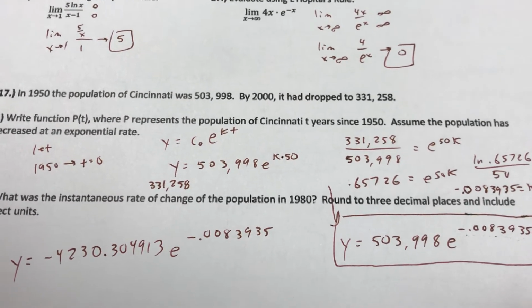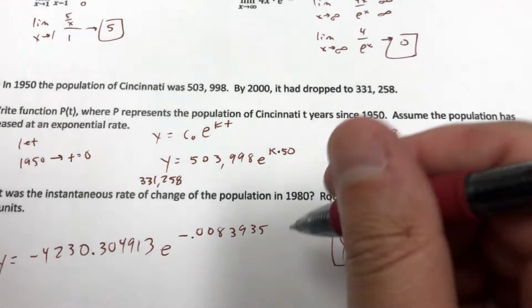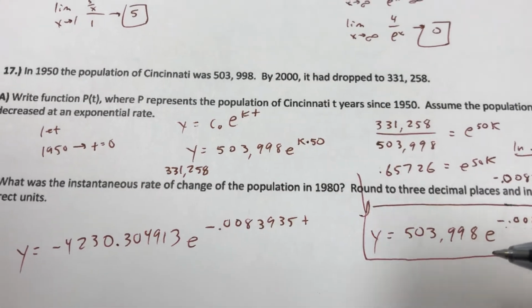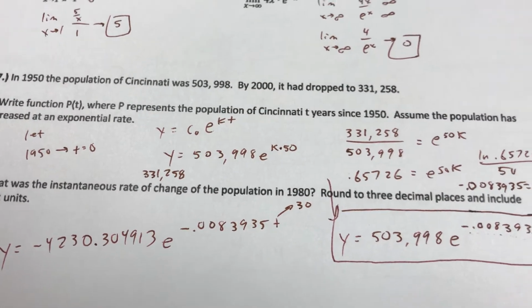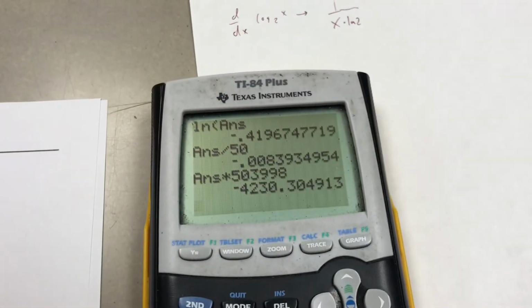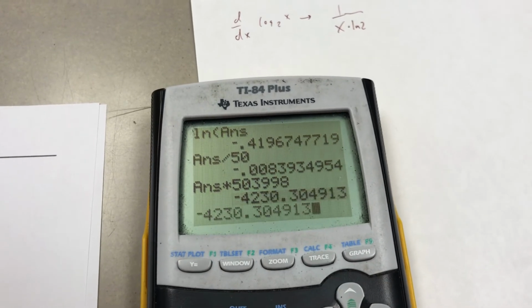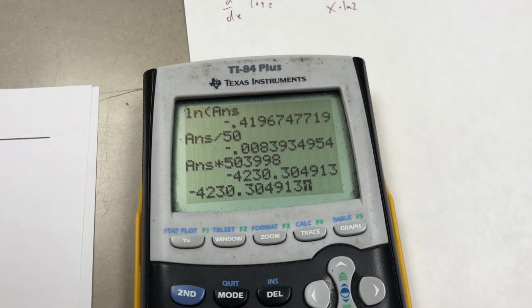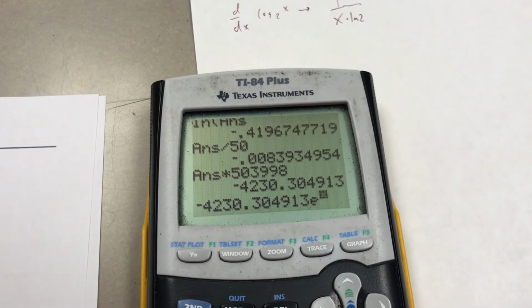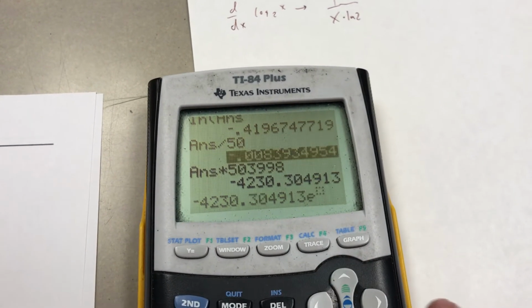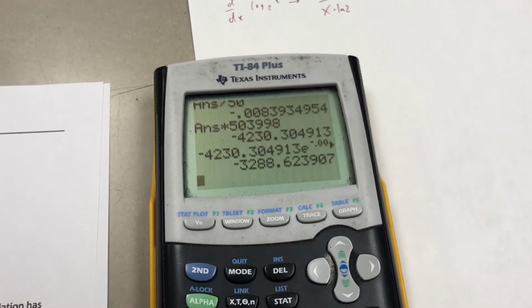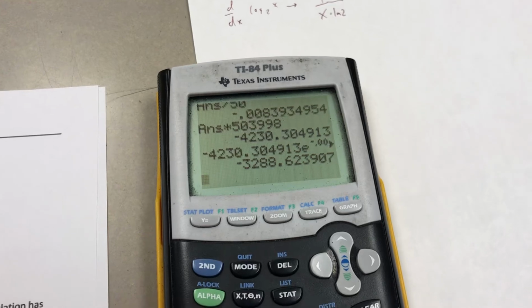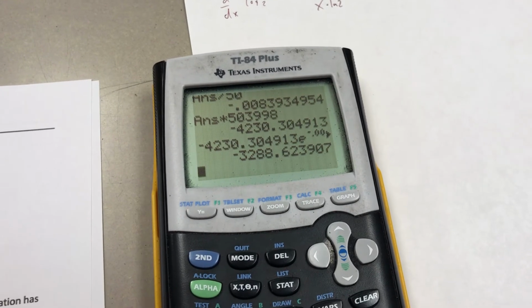And we want the instantaneous rate of change in 1980. 1980 is 30 years after 1950, so we'll fill in a 30 there, and we'll work all this out. Okay, so I have that negative 4,230 value times e to the, my exponent's going to be that negative decimal there, and I'm multiplying that times 30. And so the rate of change will be negative 3288.624 if I round to 2 decimal places.